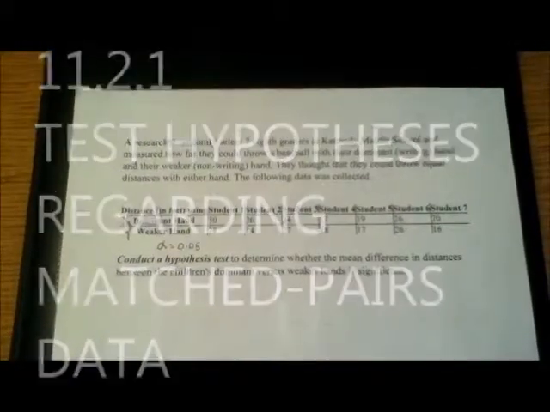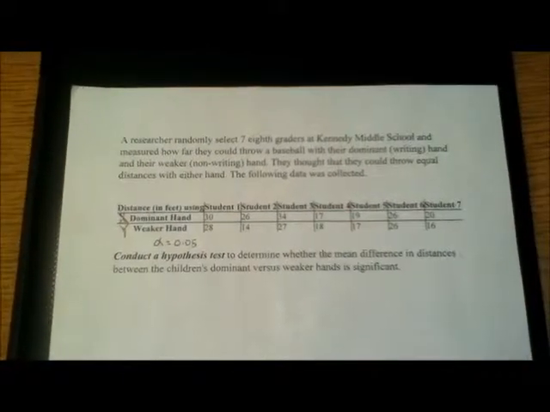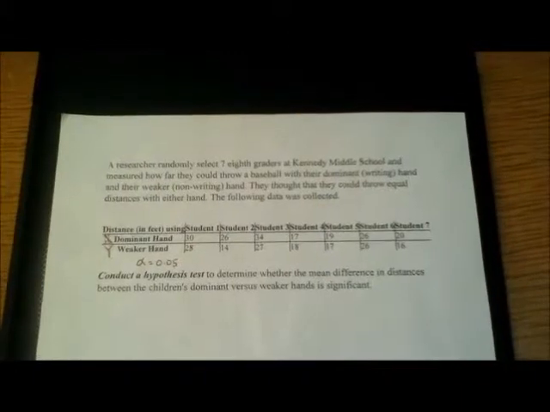Today I'm going to teach you guys how to find the test hypothesis in matched pair design data. I'm going to use the following data as an example. A researcher wants to select 7 8th graders at Kennedy Middle School and measure how far they can throw a baseball with the dominant right hand and the weaker non-right hand. They thought they could throw equal distances with either hand. The following data was collected.